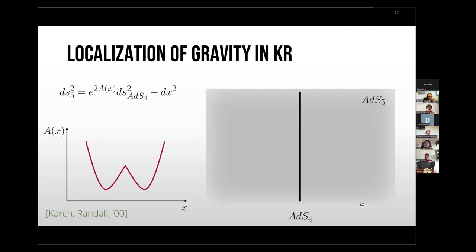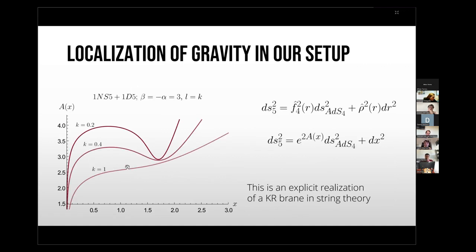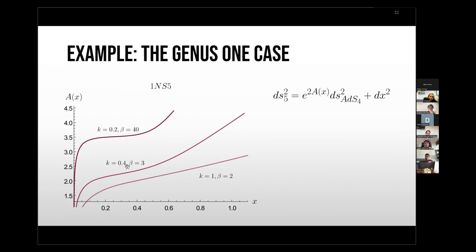What about Karch-Randall? In Karch-Randall, they show that using the metric, they have this profile with this cusp near AdS4. And they say that the graviton is bound on the brane, and they get a 4-dimensional massive graviton that couples to the 5-dimensional massless one. But they need this cusp to localize the graviton and to have it massive. What we have, for example, as I told you, is too simple. It doesn't have the bump that is required to have Karch-Randall localized gravity. But this is because this is the genus 1 case.